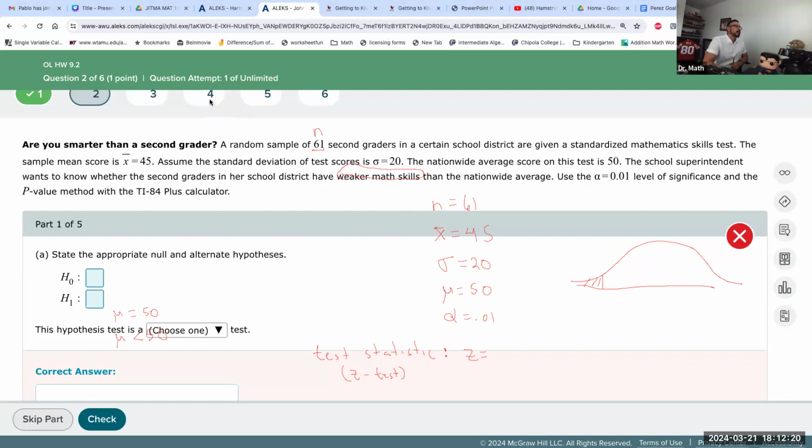Where's my calculator? Let me get my calculator ready. And let me actually load up a different calculator than the one I usually show you guys. It's a different app, but it does the same thing. I just hope that it's a little bit nicer. So give me a second, let me share this.